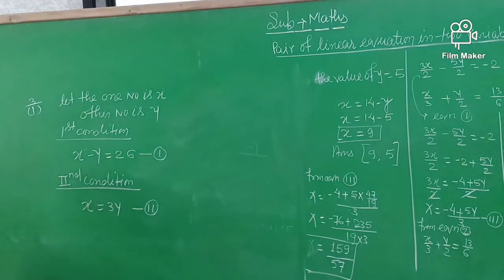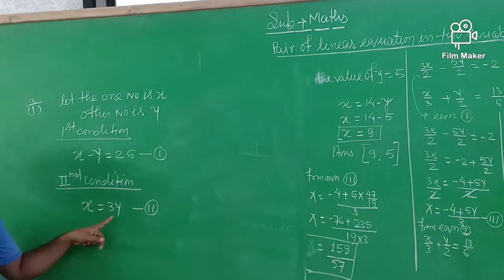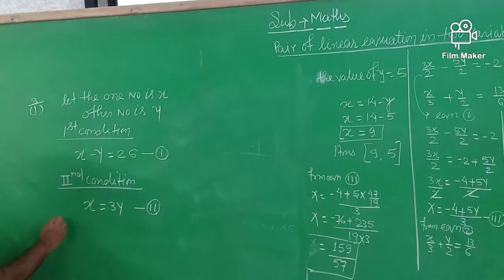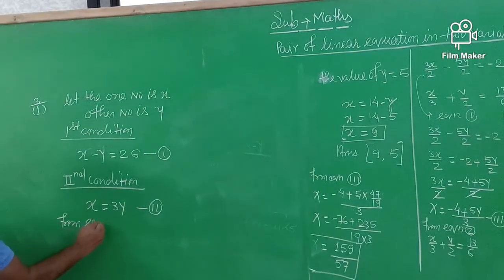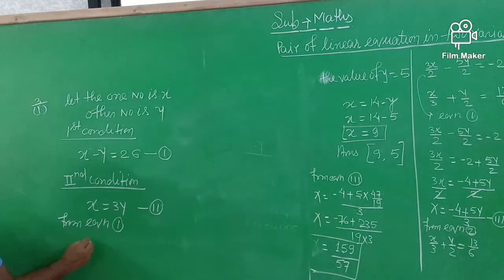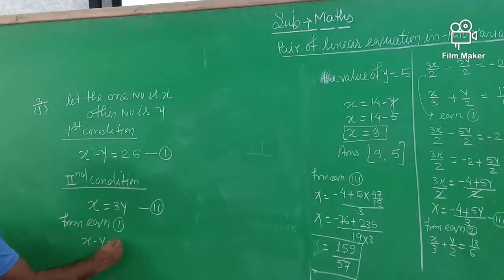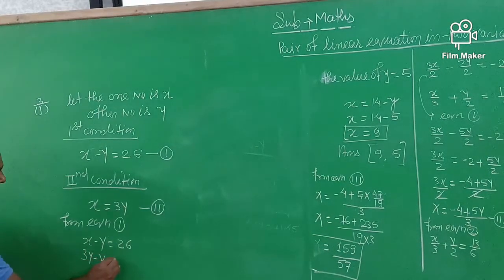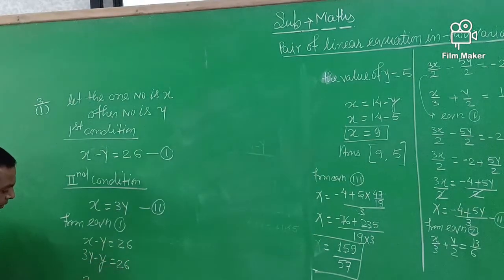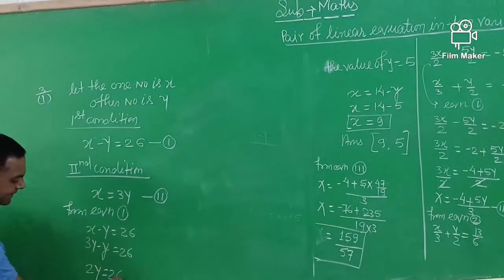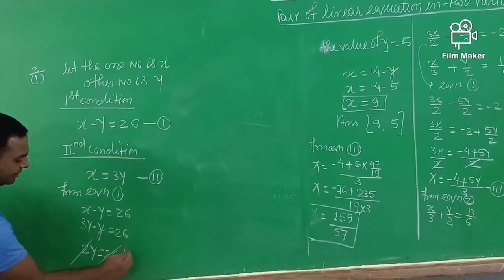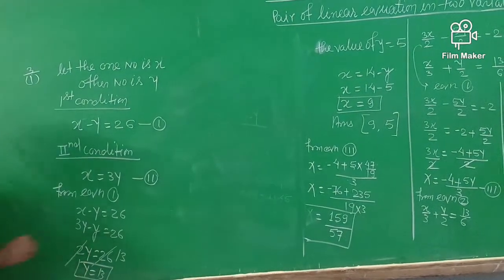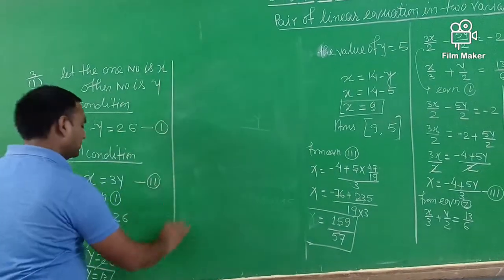Here you see that the value of x is converted by substituting in terms of y. So x is equal to 3y, from equation number first, x minus y is equal to 26. So x means 3y minus y is equal to 26. Therefore 2y is equal to 26. 2 13s are 26. So y is equal to 13.